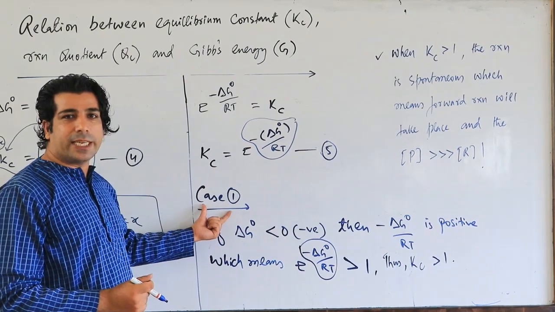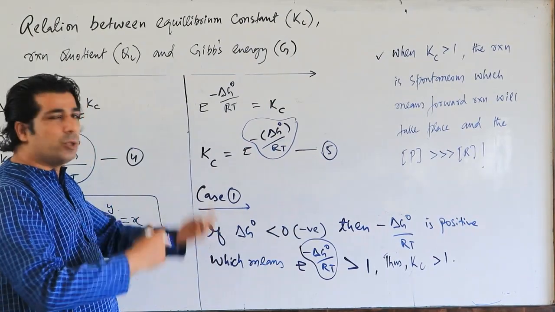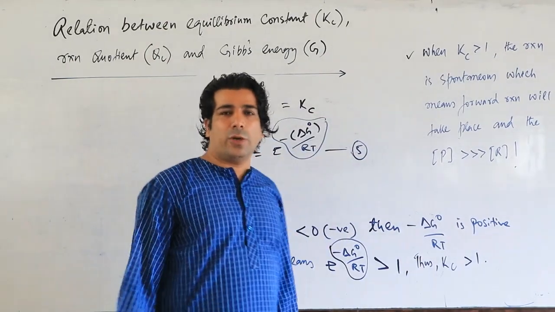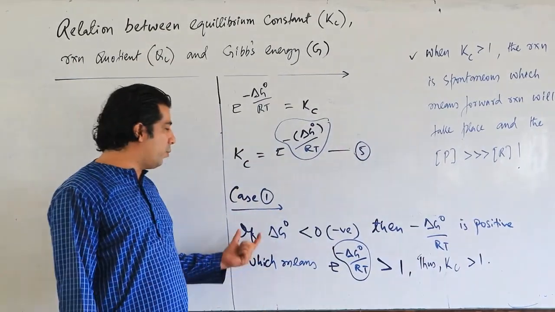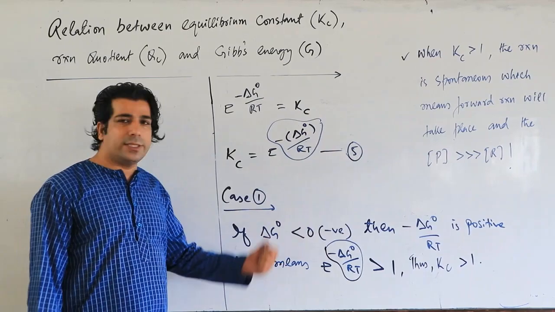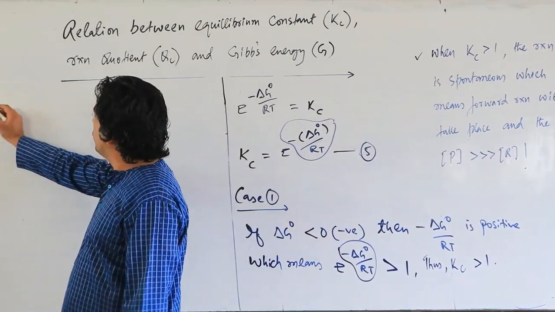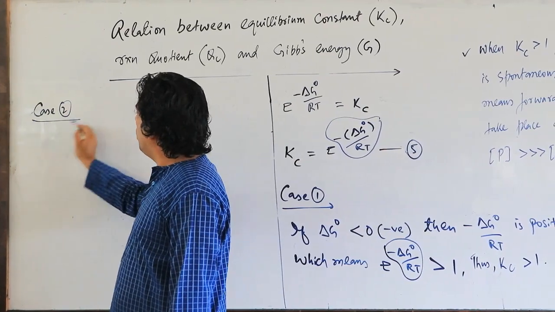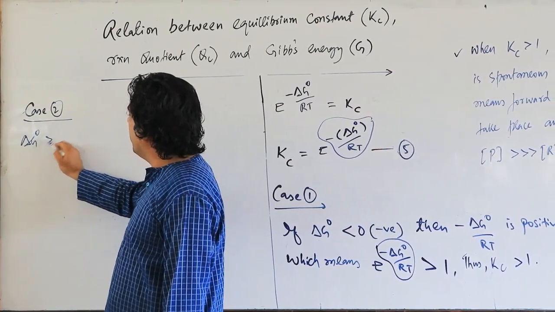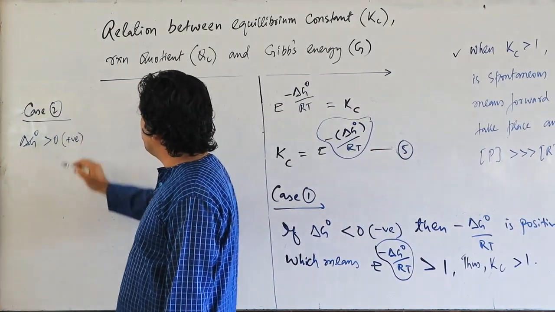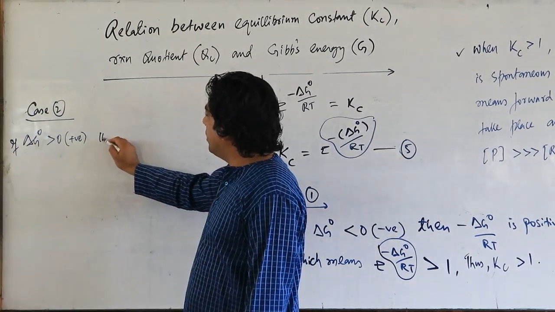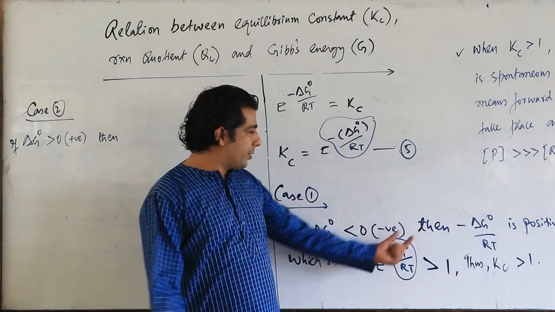Case number 2 will be the opposite of this particular thing. Please make note. So dear friends, let us take on case number 2. In case number 1, we have taken delta G naught less than 0. In case number 2, we will take delta G naught greater than 0. Greater than 0 means positive.